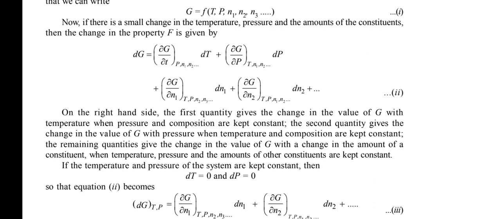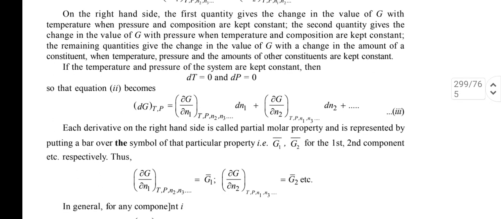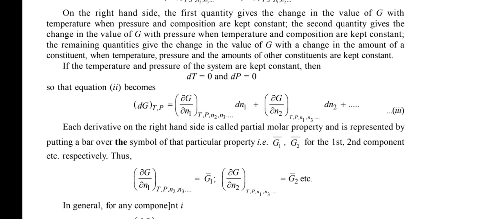If the temperature and pressure of the system are kept constant, then dT equal to 0 and dP equal to 0, so that equation second becomes dG at constant temperature and pressure equal to (dG by dn1) at constant temperature, pressure, n2, n3 dn1 plus (dG by dn2) at constant temperature, pressure, n1, n3 into dn2 plus so on.